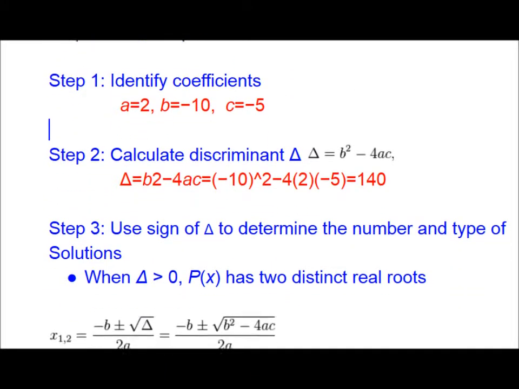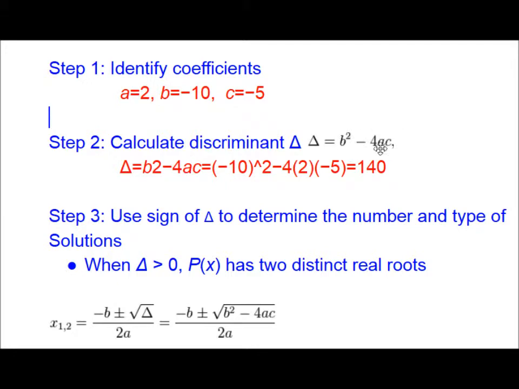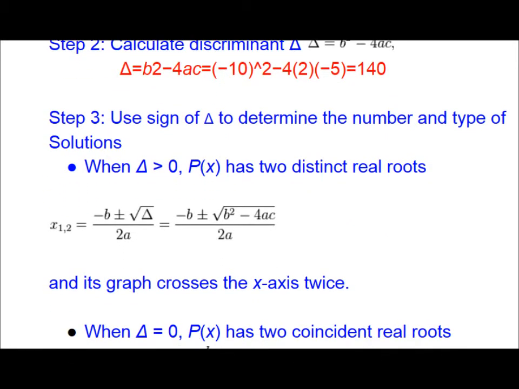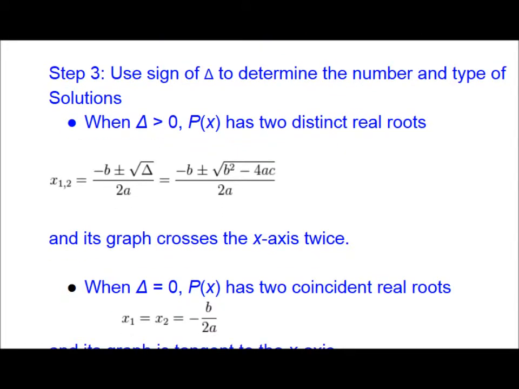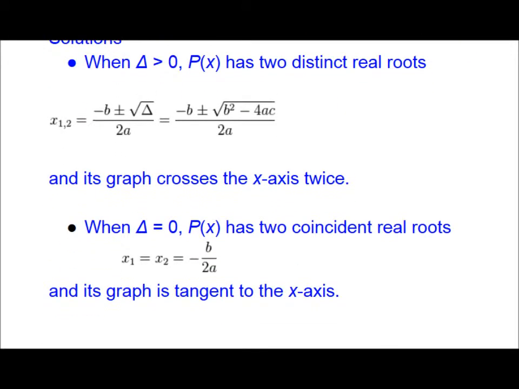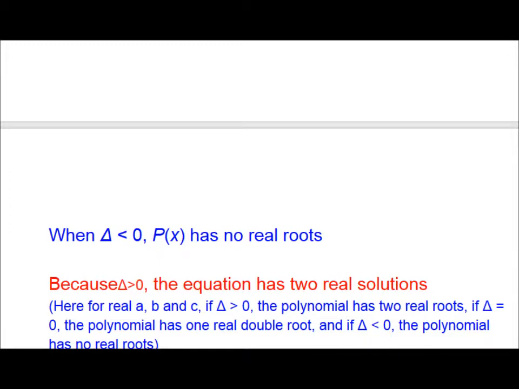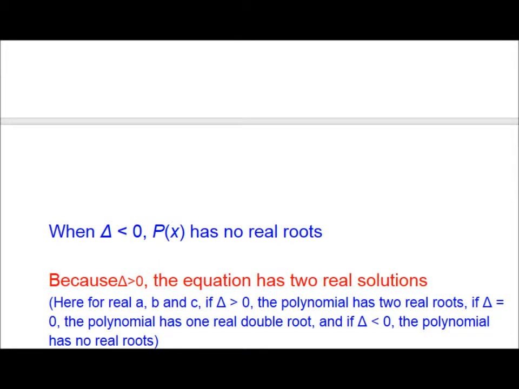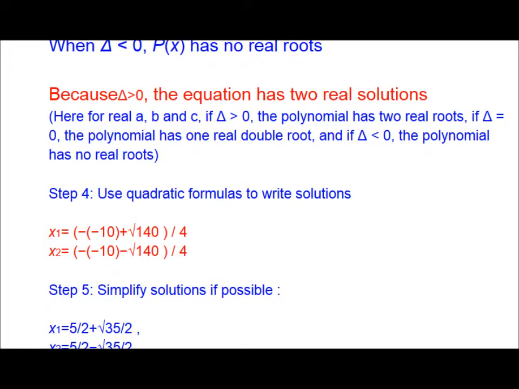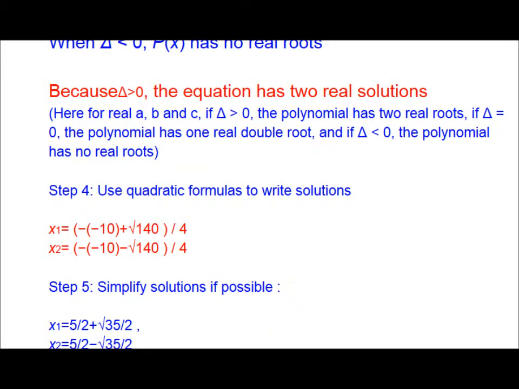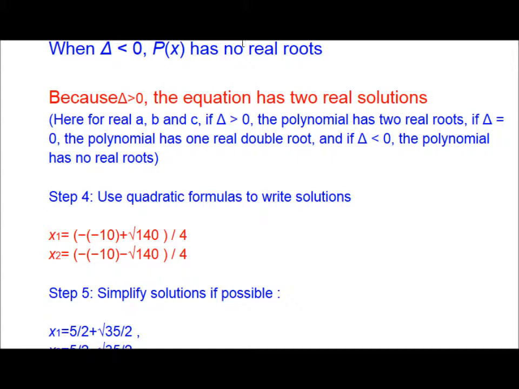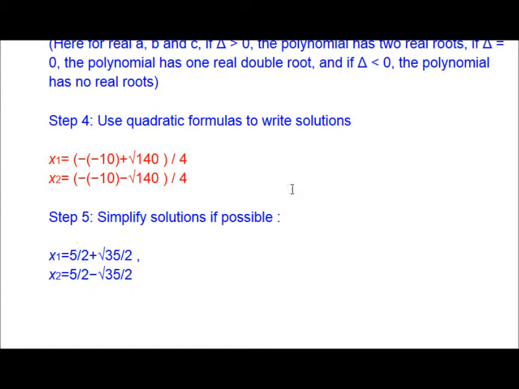For the second step, calculate the discriminant using b square minus 4ac. The third step is to find out whether the roots are real. If the discriminant is greater than 0, then they are real. Equal to 0 means the roots are equal, giving one real root. If it is less than 0, then there are no real roots. Step 4 is to write down the two real roots x1 and x2 using the formula based on the discriminant value, and then simplify to make it look better, so you will get these answers.